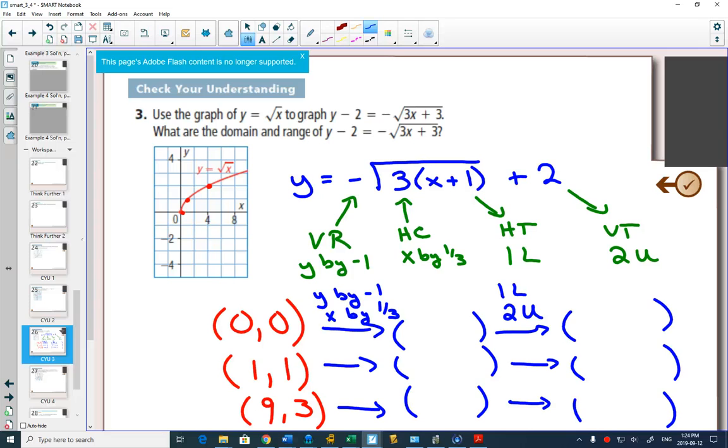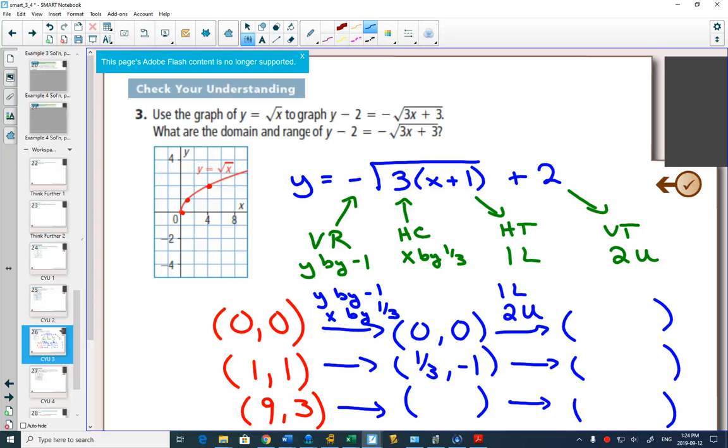So now I can start filling that in. Multiplying (0, 0) by things, well, this stays (0, 0). The next one, multiply y by -1, x by 1/3. 1 times 1/3 is 1/3. So at this point, you're like, ooh, a fraction. It's not bad. It just means that it's going to be a little bit trickier to graph. So if you chose a point that gave you a fraction, it's not bad.